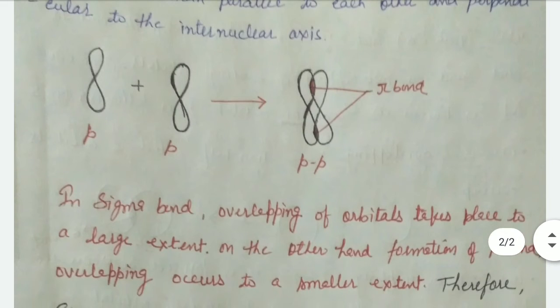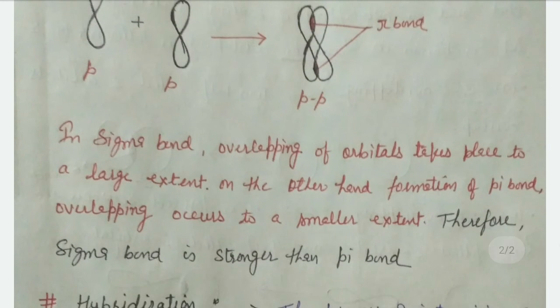Look at the picture properly. In a sigma bond, overlapping of orbitals takes place to a large extent. Right? On the other hand, pi bond overlap occurs to a small extent. Therefore, sigma bond is stronger than the pi bond. Pi bond is weak while sigma bond is stronger.